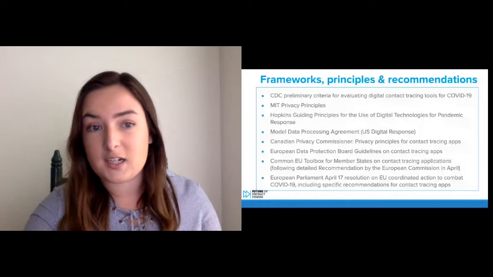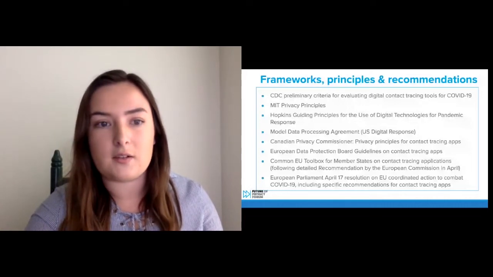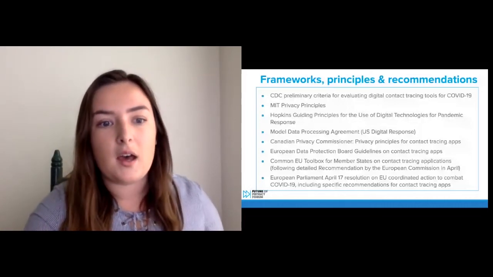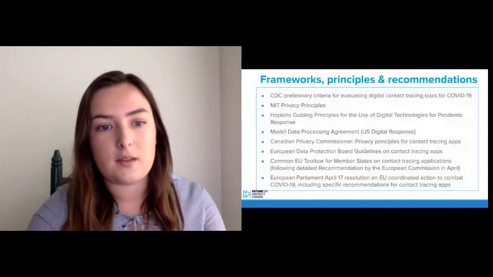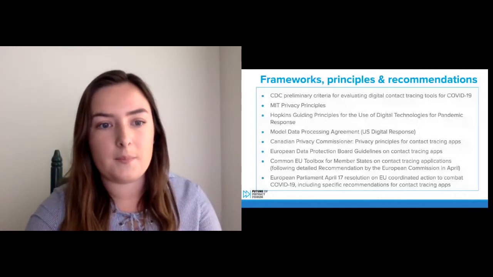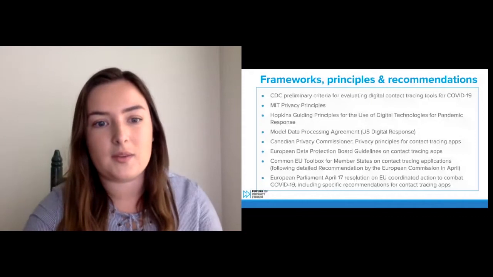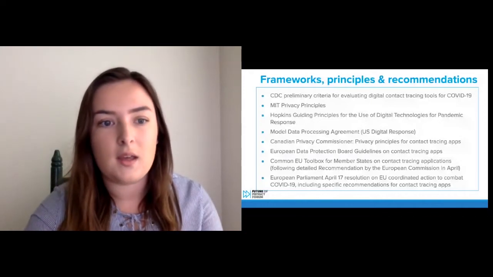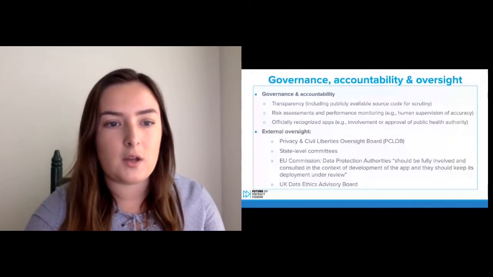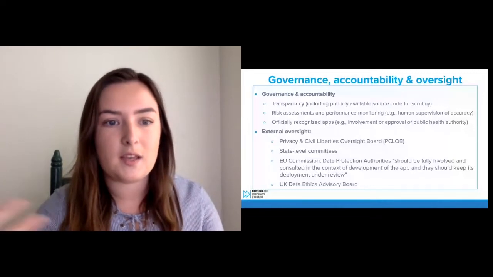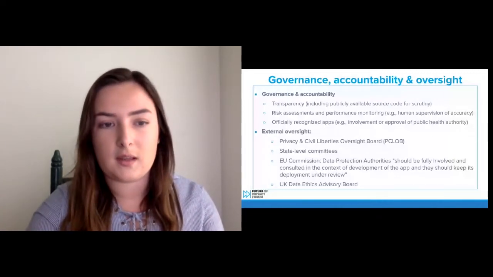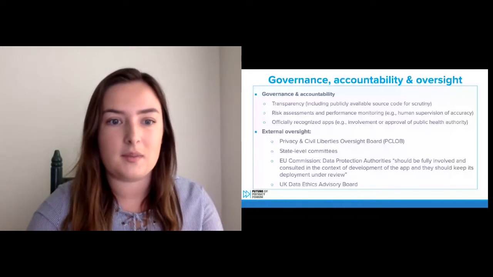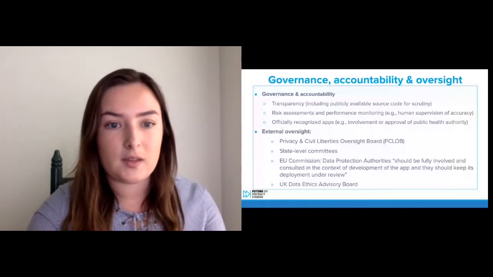In Europe, they were actually pretty quick movers with this, I think, considering they've got the GDPR. There was a whole load of guidance that came from Europe. And obviously the Canadian commissioner put out some principles for contact tracing apps. Now, in terms of governance and oversight, there are internal governance mechanisms and accountability mechanisms. Transparency is really important. Making source code available for scrutiny is absolutely essential.